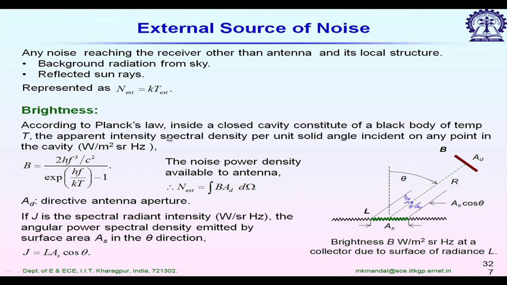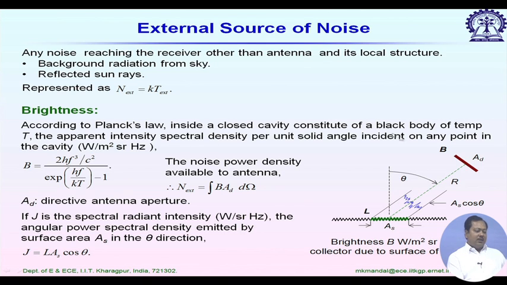According to Planck's law, inside a closed cavity constituted of a black body of temperature T, the apparent intensity spectral density per unit solid angle incident on any point in the cavity, which can be given in watt per meter square steradian hertz, is given by brightness B. This is equal to 2hf cube by c square divided by that exponential function.